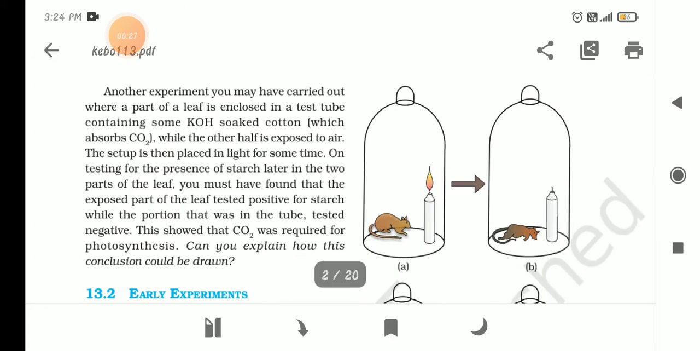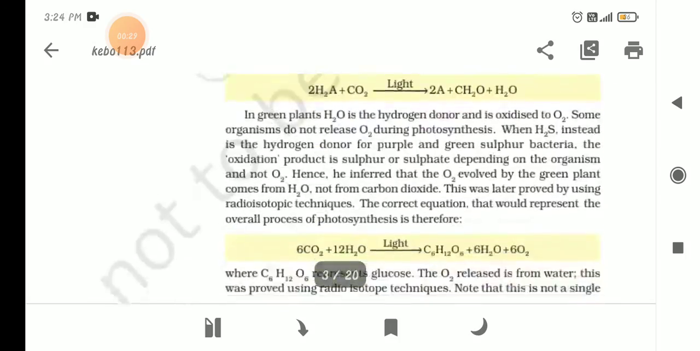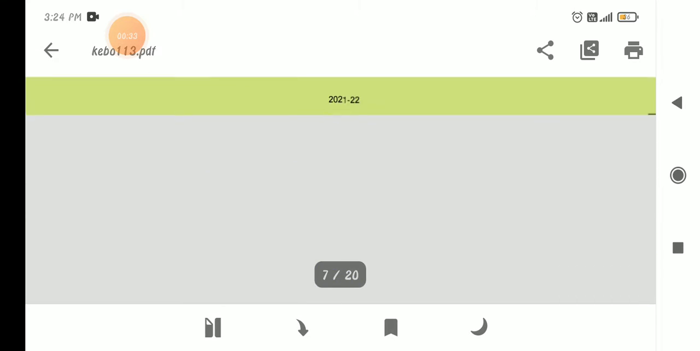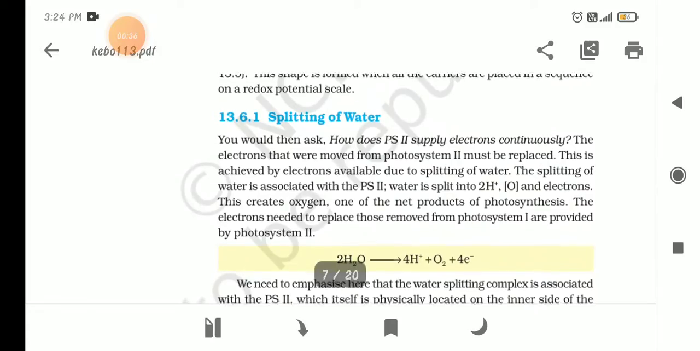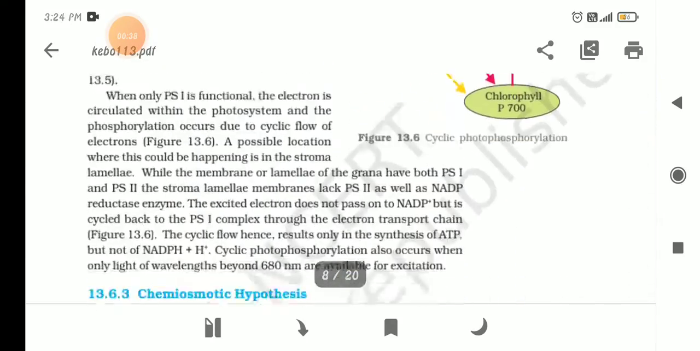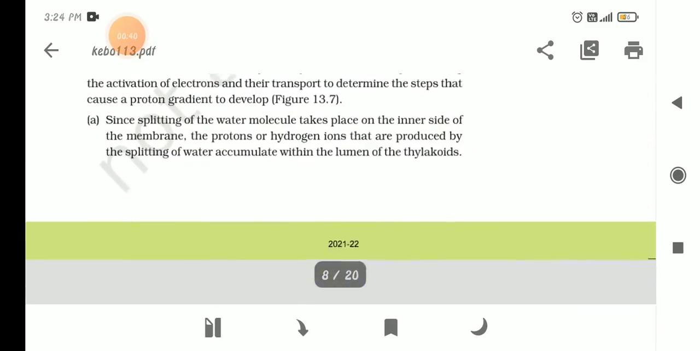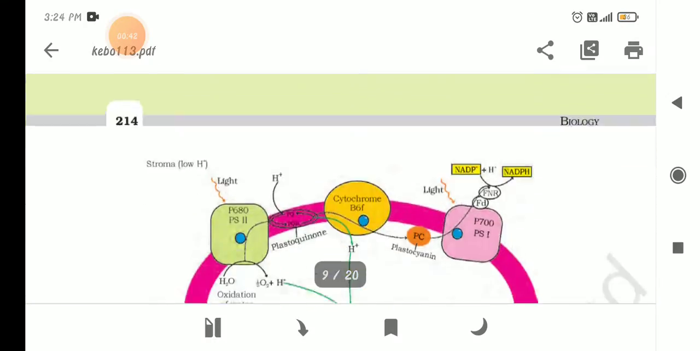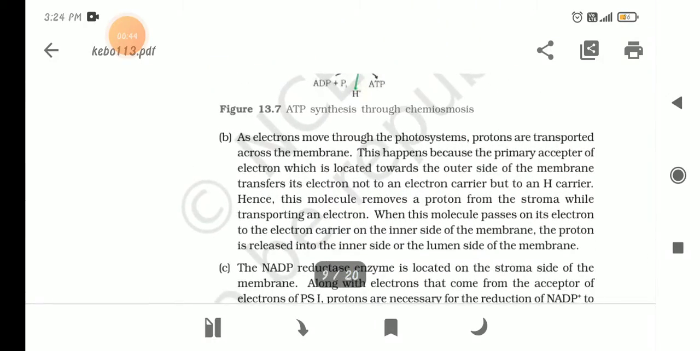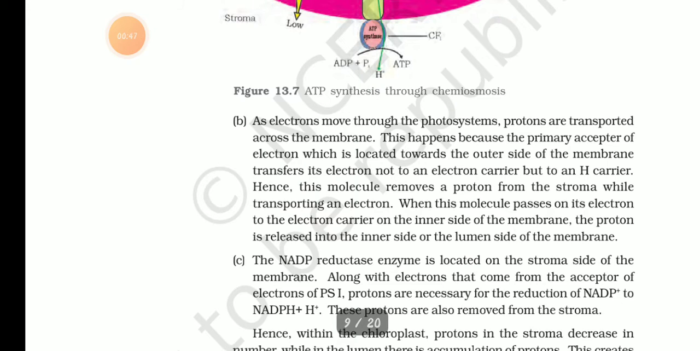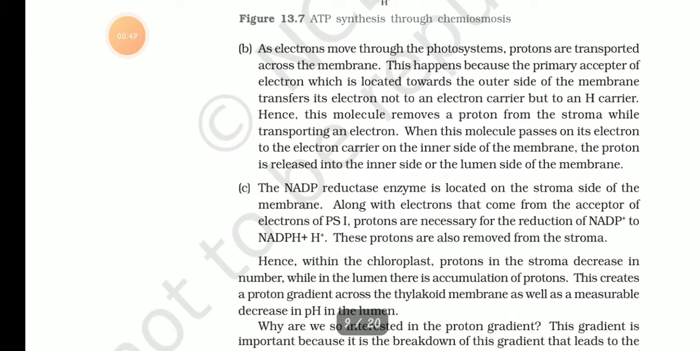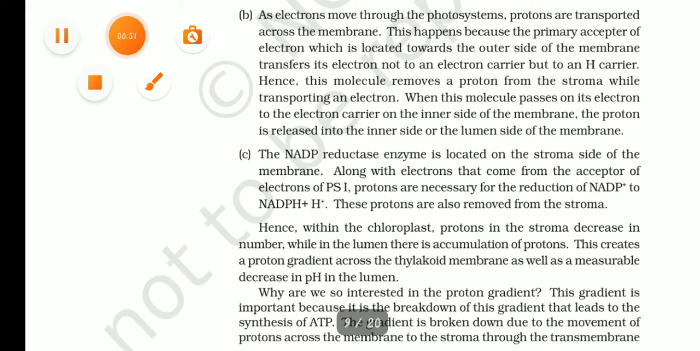So we are going to continue with our... okay, this was read. Splitting of water was also done. This was also done. Chemiosmotic hypothesis was also done. And yes, we will be discussing these points. So let's get into the video.